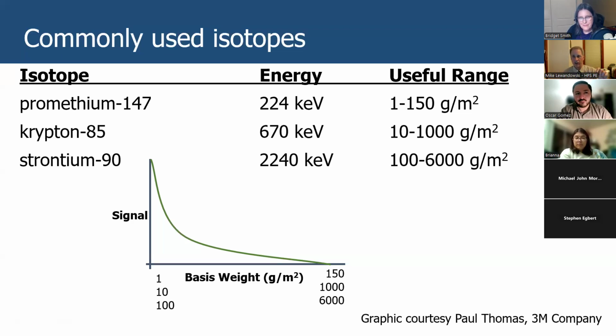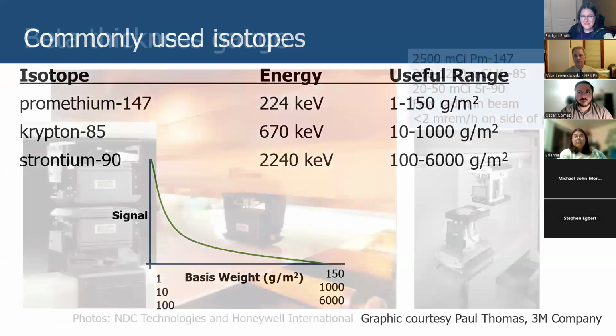If we want to measure thin films, thin coatings, thin materials, like newspaper, we would use promethium-147. If we want to measure business cards, we would use krypton-85. But if we want to measure really thick stuff, that's where we would run to strontium-90. So think about thick materials or plastic materials, things which are more rigid. Then we'd look at strontium-90. Vinyls would be a good application.